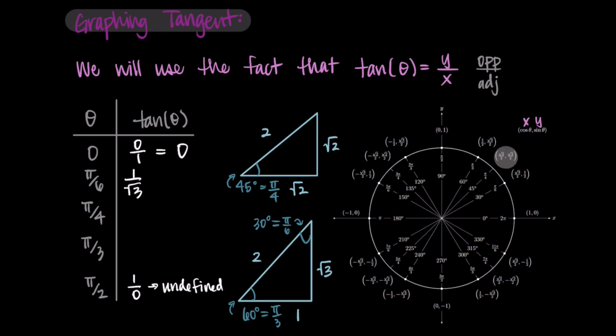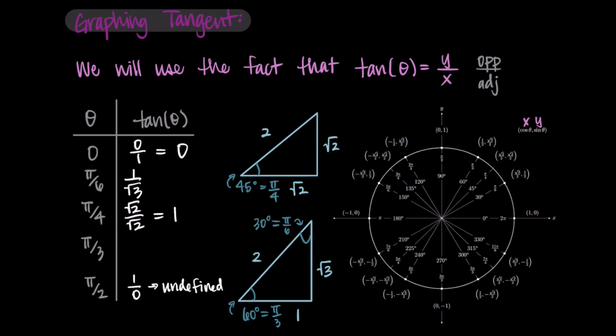Then for pi over 4, we're going to do the opposite over the adjacent, so square root of 2 over square root of 2, which is just 1. You can see this too on the unit circle. Both the x and the y points are the same. They're both square root of 2 over 2. So when we divide something by itself, we just get 1. So the tangent is 1 for pi over 4.